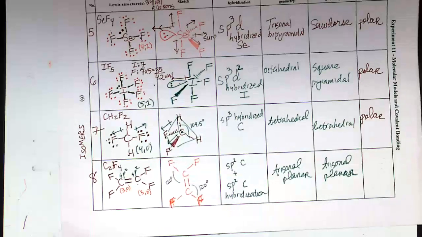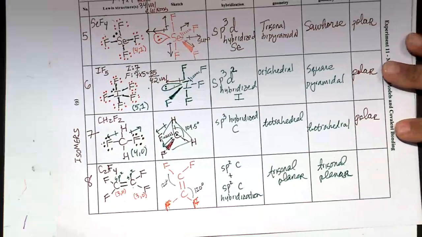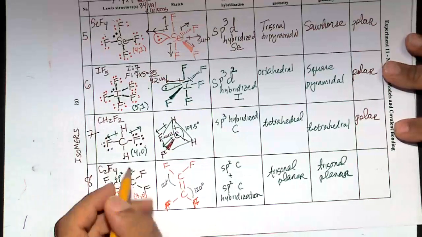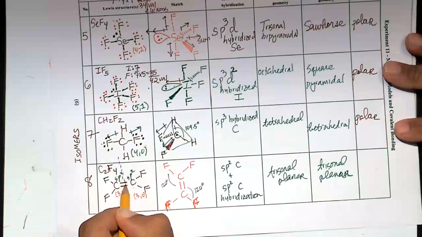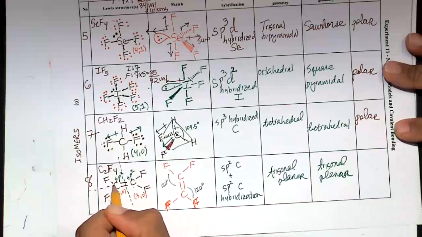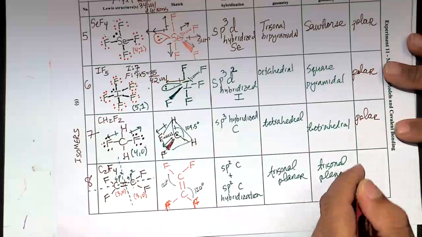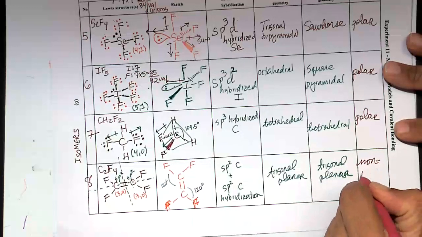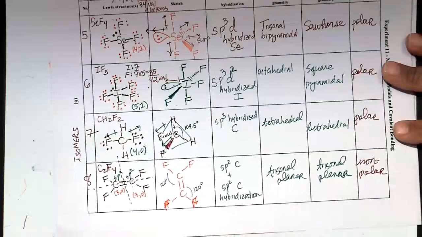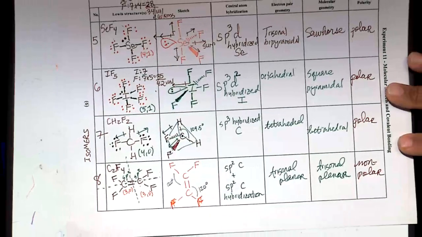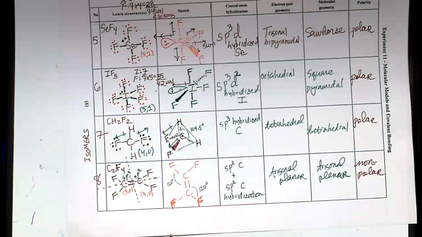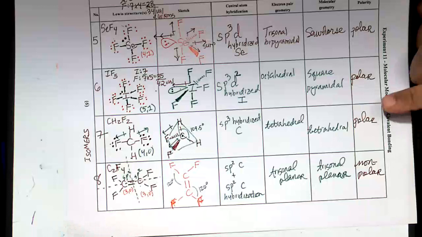And is this polar or nonpolar? Do you see a symmetry in the molecule? Yes or no? Yes. If you see a symmetry within the molecule, it's going to be nonpolar. So these fluorine poles will cancel out these fluorine poles. The way you notice this is with symmetry.